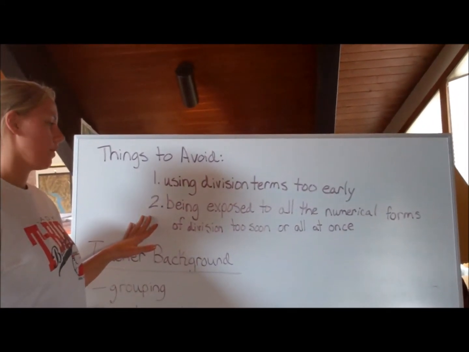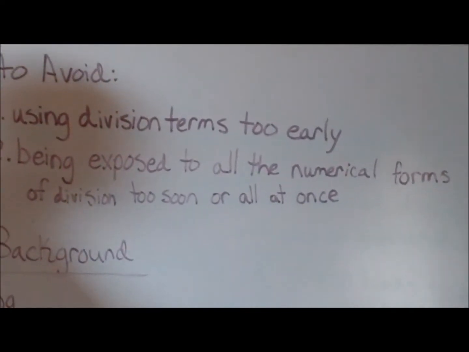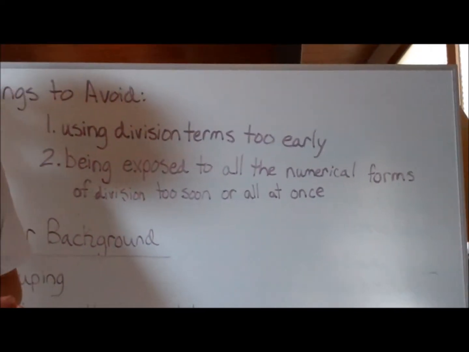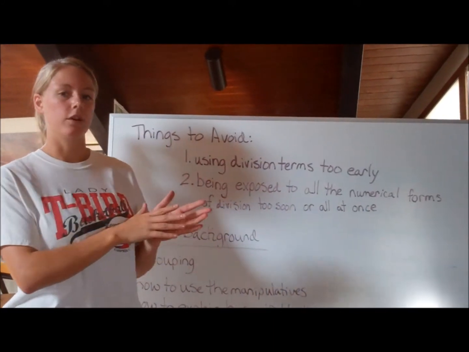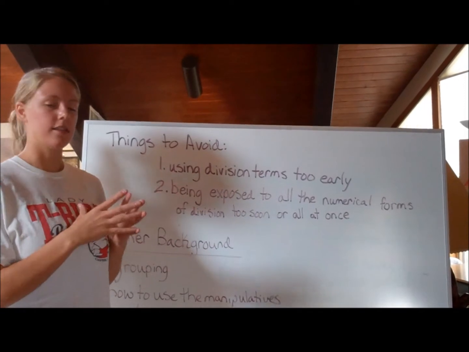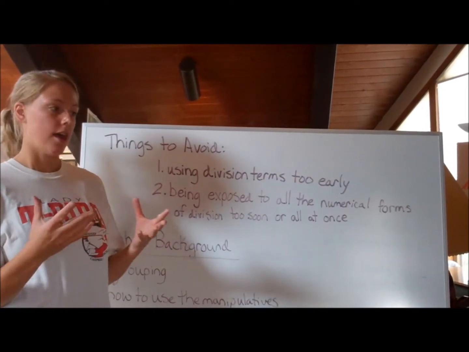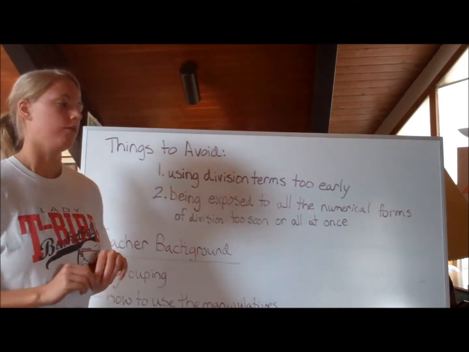Then the second one that we have up here is being exposed to all the numerical forms of division too soon or all at once. So all the different ways that you can write division. Don't put all those up on the board right away. Wait till they figure out how to group, how to divide things up evenly and maybe unevenly, and then show them how that fits into the numerical form.